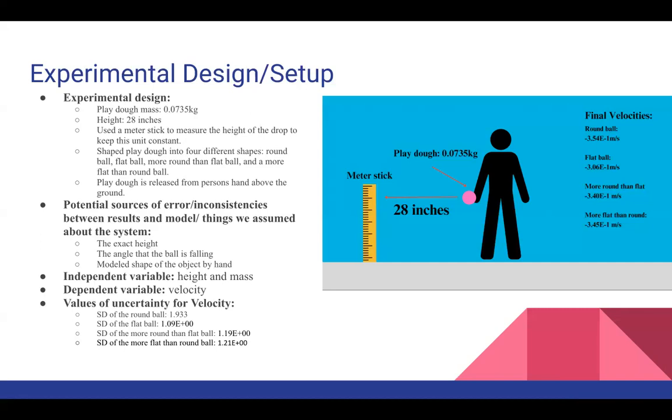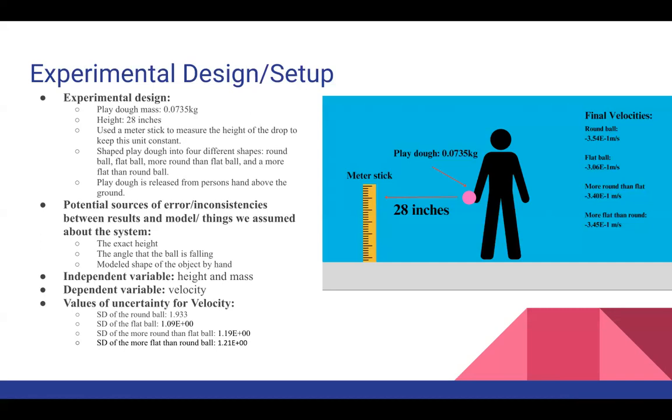Some potential sources of error and inconsistencies between results and our model: the exact height could have been off due to just the position of the person's hand. This might not have been completely exact every time. Also, the angle that the ball is falling is going to differ every time because of the shape, so that also is an inconsistency that wasn't taken into account. And also the fact that we modeled the shape of the object by hand could definitely cause some sources of error, due to the fact the shapes were not super exact since we did these by hand.